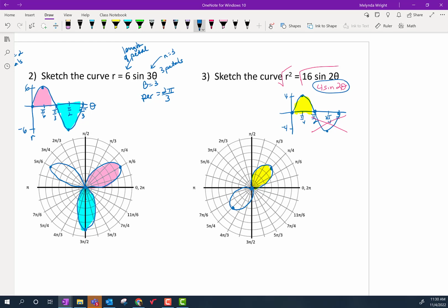Right. Because if we look at this equation, we know that r squared has to be 16 sine 2 theta, and r squared is always a positive number, which means this always has to be a positive number. We're not allowed to have negative numbers in this scenario. That basically makes it imaginary. It's like the square root of a negative number would be imaginary.